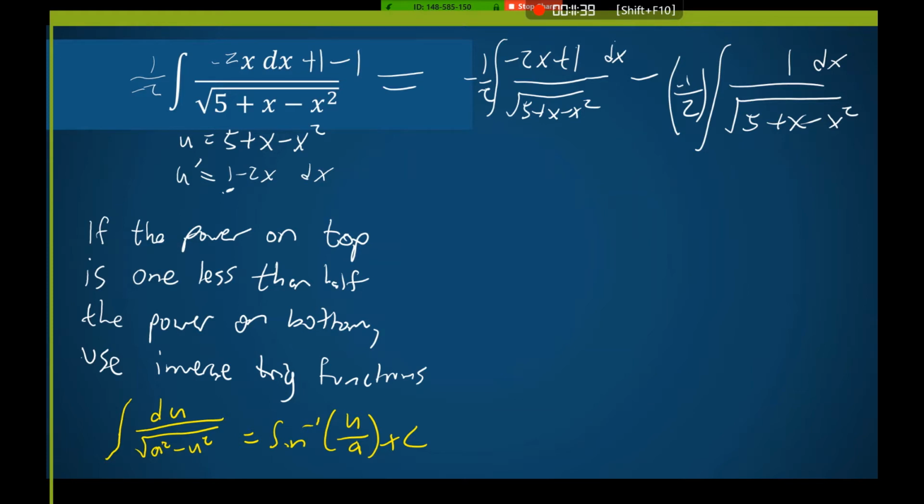I need my u to be squared in order for this to work. So what I'm going to do is try to rewrite this 5 plus x minus x squared as a perfect square. If we complete the square with this, then I'll be able to make this u squared, some function squared. So I'll show you how that looks. Right now we have 5 plus x minus x squared. I'm going to first pull out a negative 1 to make this easier on myself so that our leading coefficient is 1. So this is negative 1 times x squared minus x minus 5.